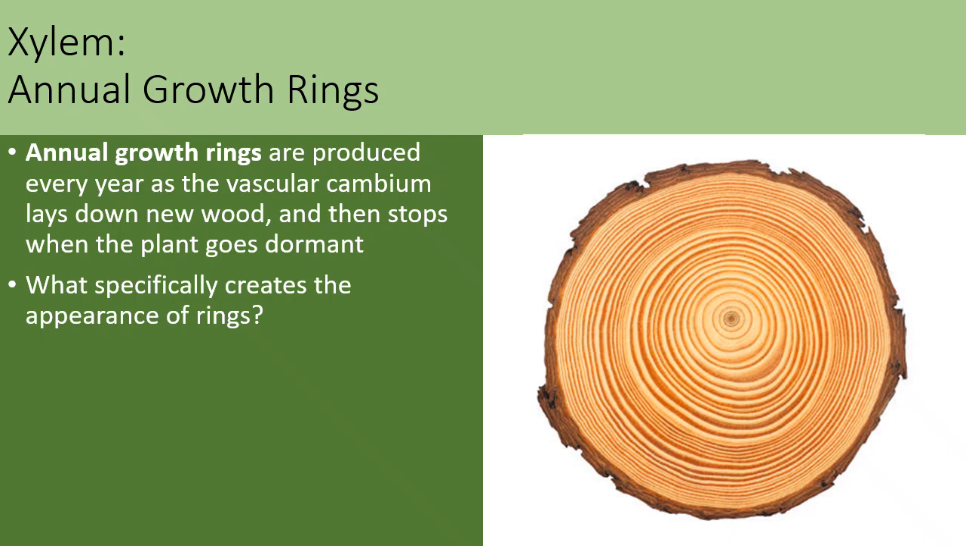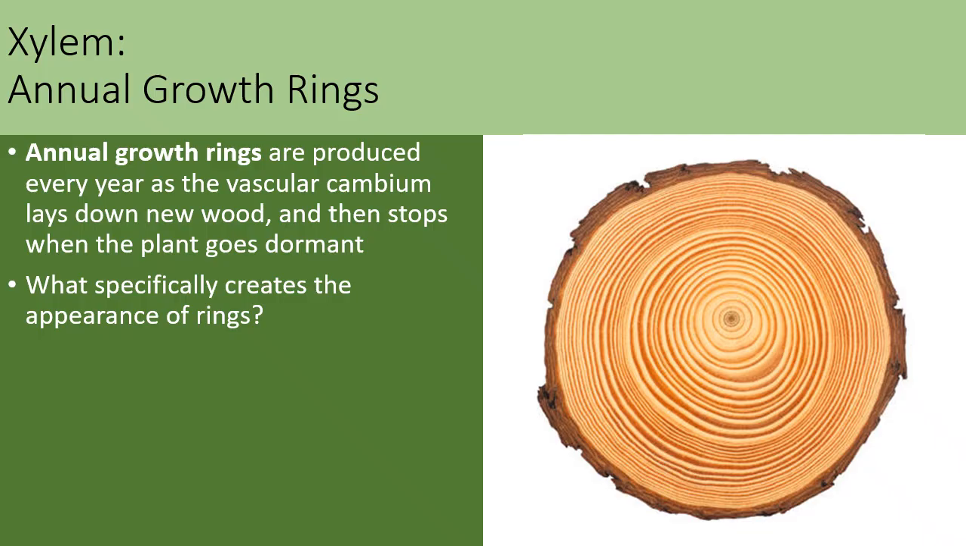We're going to take a little bit of a deeper dive into these annual growth rings now. These annual growth rings are produced each year as that vascular cambium, which is just under the bark, lays down a new layer of wood and then stops when the plant goes dormant each year, either due to a dry season or due to winter if we're in the temperate zone.